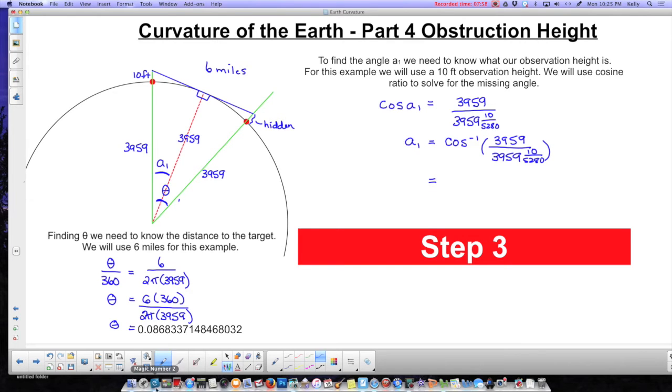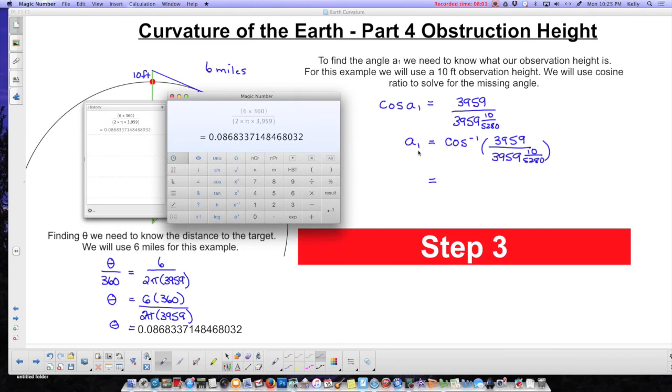So now let's pull up that calculator again. And I want to do the inverse cos. So this is how I get inverse, inverse of cos. And in brackets, I'm going to put all of this stuff: 3959 divided by 3959 plus that little fraction of a mile there, 10 over 5280. And that's going to give us our answer, which is really very small, 0.05604.